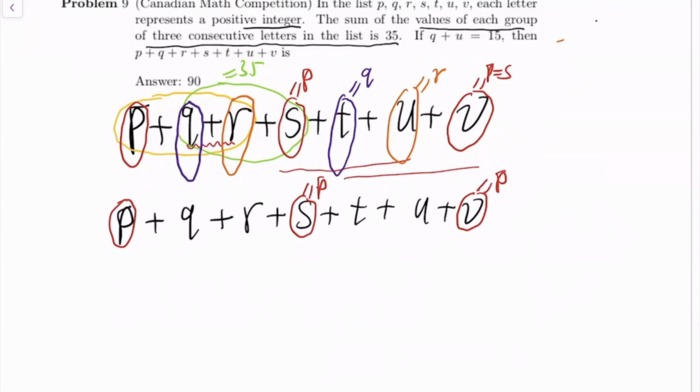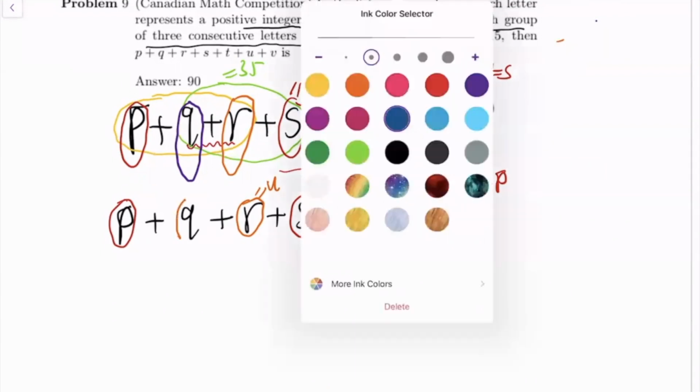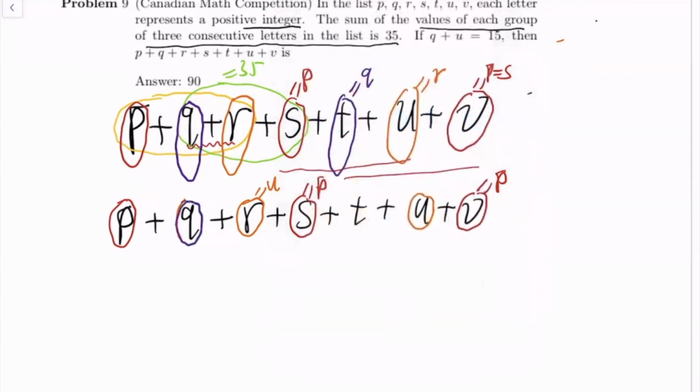Then this R and U are the same. And this is Q, and T is also Q. They're the same. So then the total sum is equal to 3 copies of P plus 2 copies of Q plus 2 copies of U.